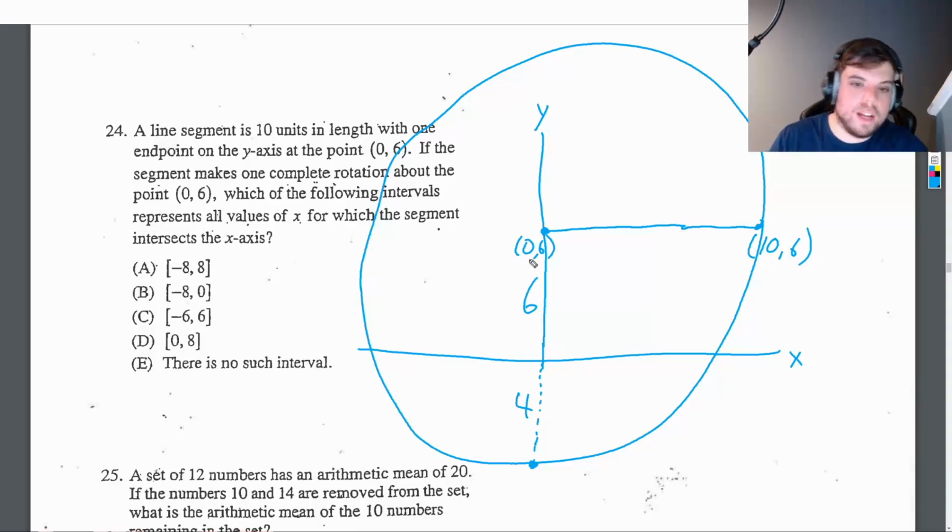So what represents all values? Well, okay, so we don't need to know the area of this part of the circle right here. What we need to know, though, is where this point is. And hopefully you can see that it's going to be symmetric. So where's this point as well? So we know it's symmetric. So it looks like the answer is going to be A or C. It's definitely not no such interval. And those are not symmetric about the y-axis. So it looks like it's going to be either -8, +8, or -6, +6 inclusive.